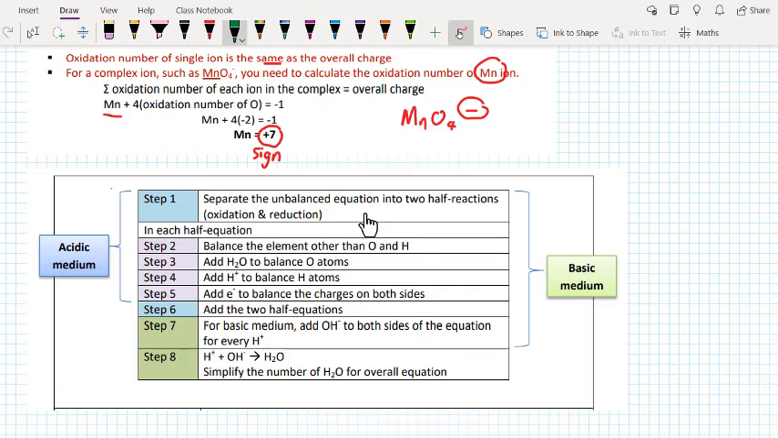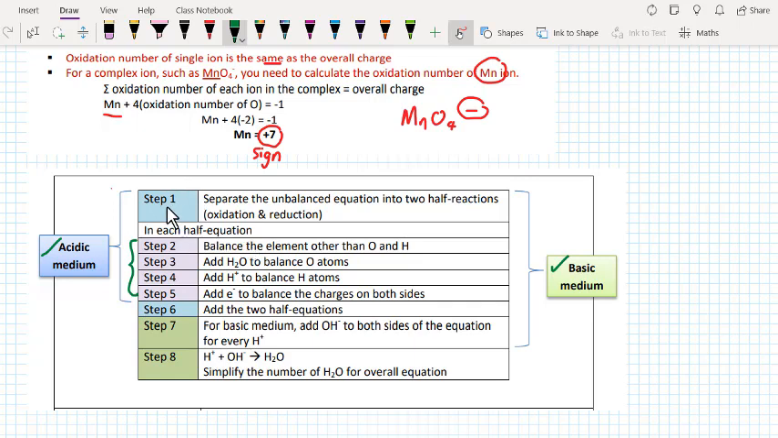So next, we want to know the steps in balancing our redox equation. There are 2 mediums that you need to take note of. If the question is asking for acidic medium, it will be from step 1 until step 6. If it's asking for basic medium, you're required to write all the way from step 1 until step 8. So I differentiate them into different colors. The middle one, step 2 until step 5, is for both half equations.